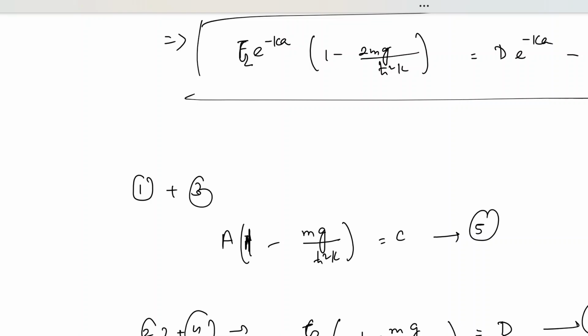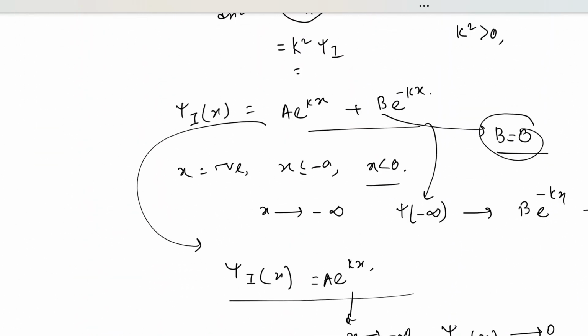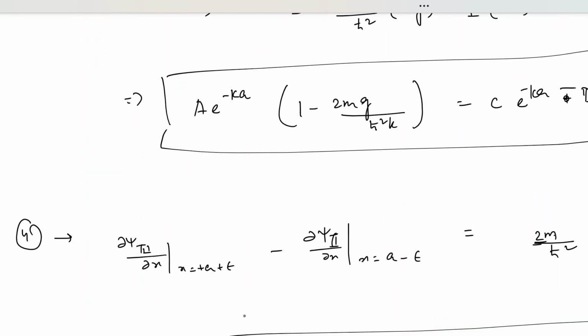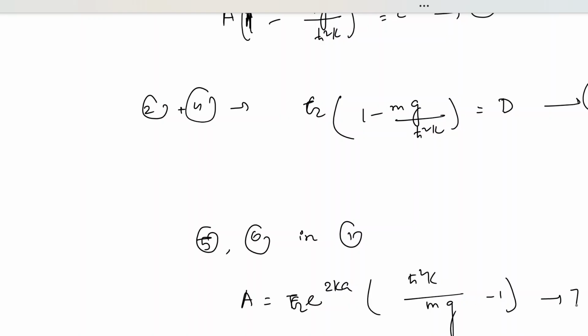So out of all these equations, finally you can use this c and d, 5 and 6, in 1, which had c and d on the right hand side, which is this term. So you can replace c and d by this. So then you will be getting a form a equal to f e to the power of 2ka h cut square, sorry, not f again but g, h cut square k by mg minus 1. So this is equation number 7.